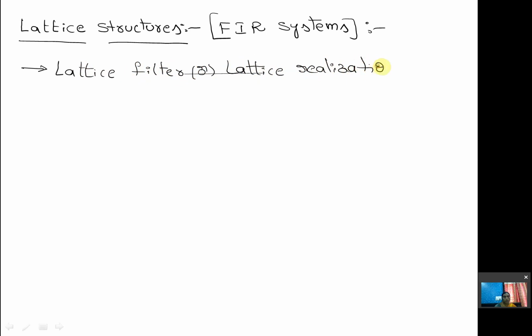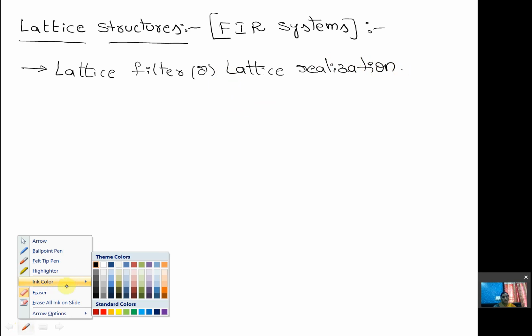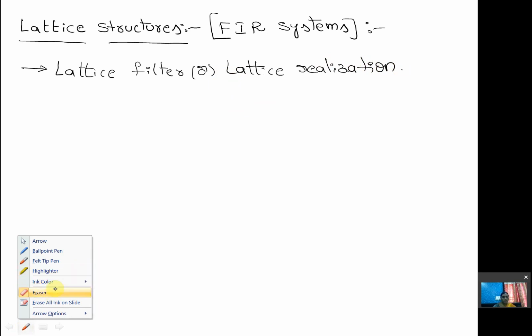When compared with the other realization structures, it looks somewhat different. Understanding it is also difficult when compared with the others. So we should concentrate on this and practice more and more. Then only can we understand this, right?